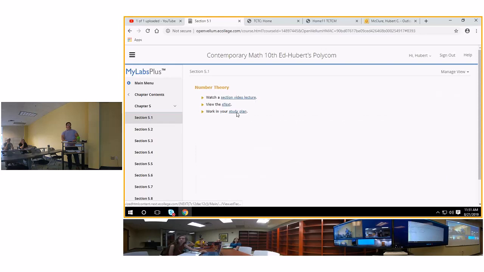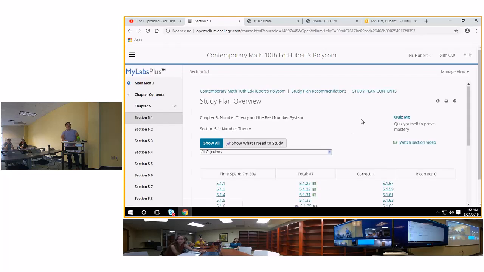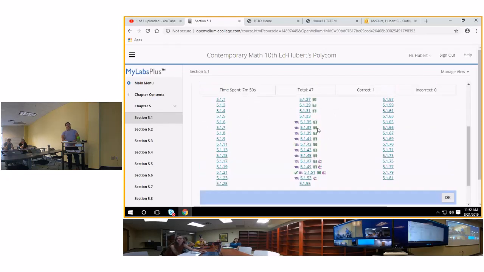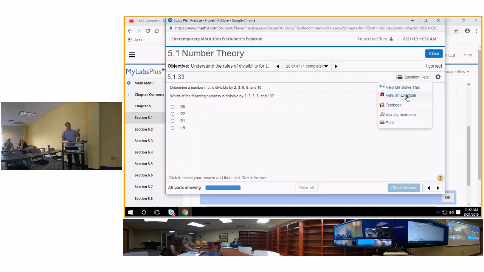Hold on. You see these little icons beside this? MyLab Plus is running really slow. I'm not used to it running this slow. All right, you see these little icons? If you see these icons, that means it has the visual with it. This one, 33, all it's got is help me solve this, view an example, textbook, and ask my instructor. If it has an icon beside it, that means it's got some visual learning with it. Capiche?